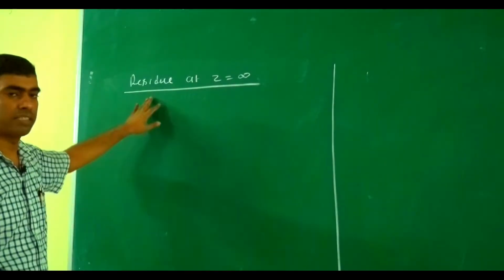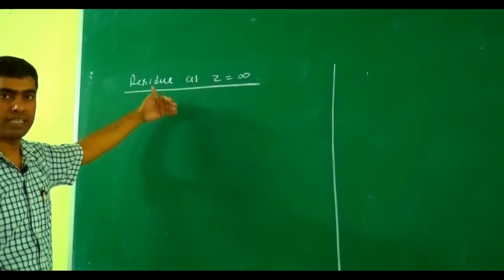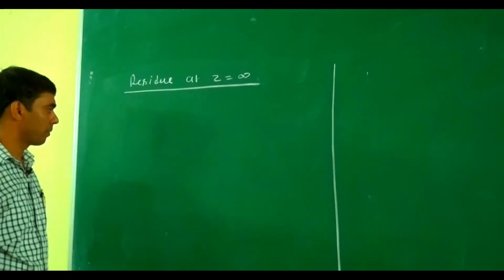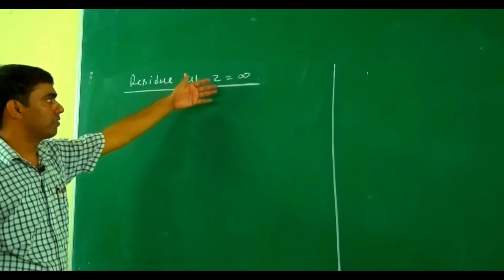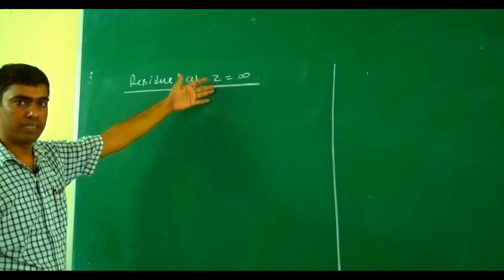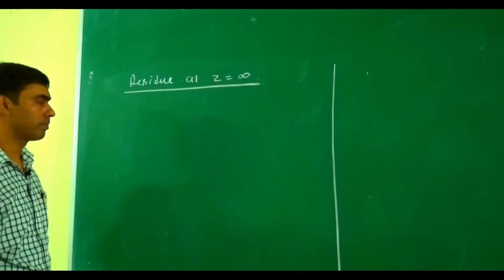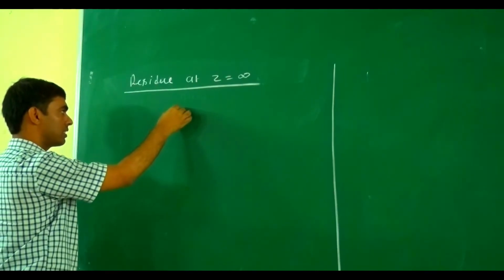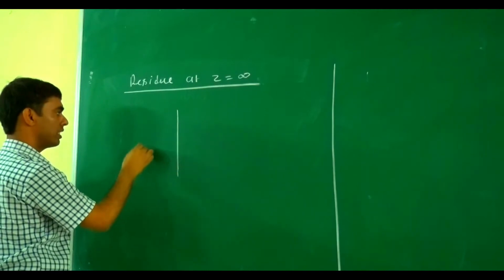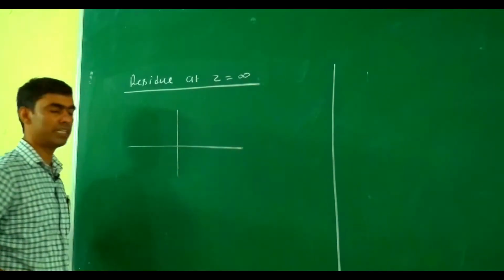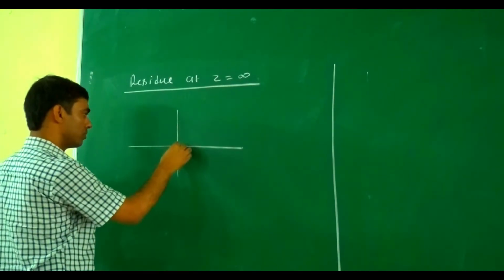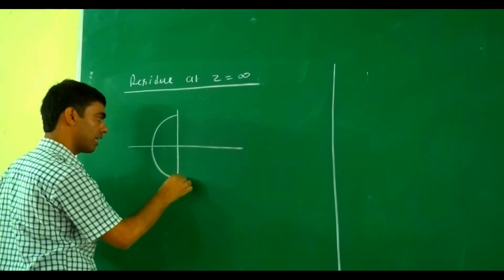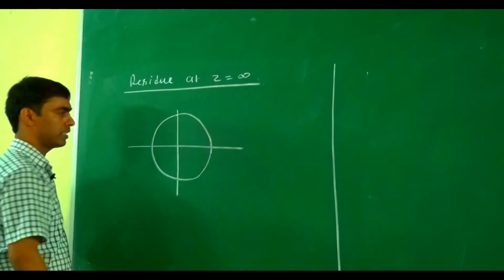There is a very interesting relation between the residue at z equal infinity and the residue at finite points. Residue at z equal infinity means we consider the extended complex plane, where infinity is also included. Suppose there exists a finite number of singular points except z equal infinity, and all of them lie inside a closed curve C.